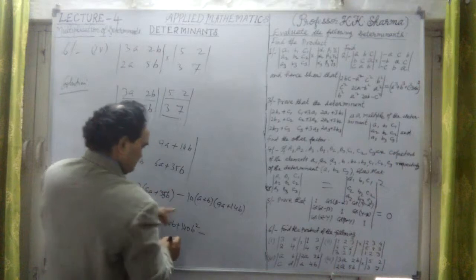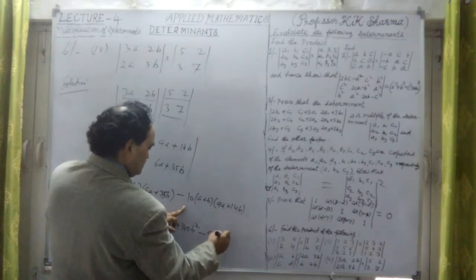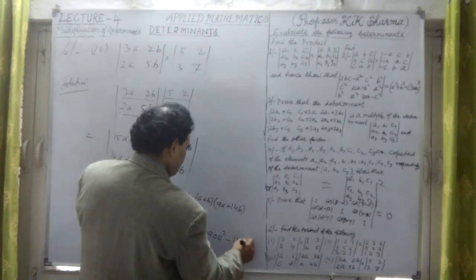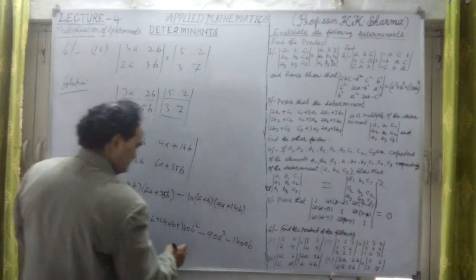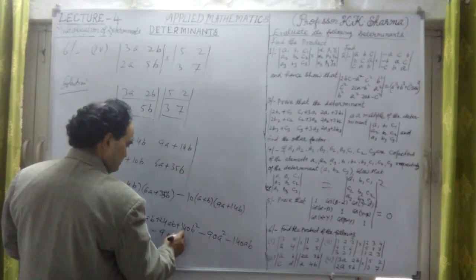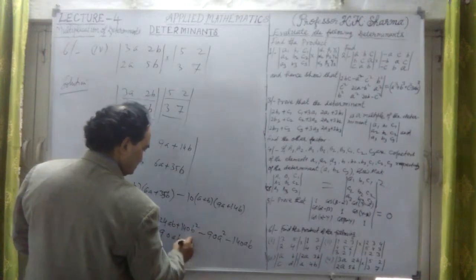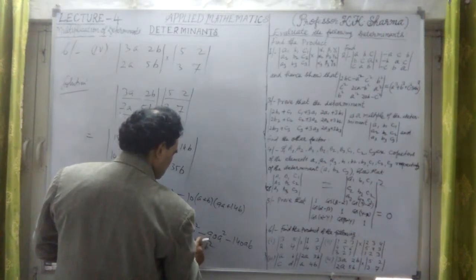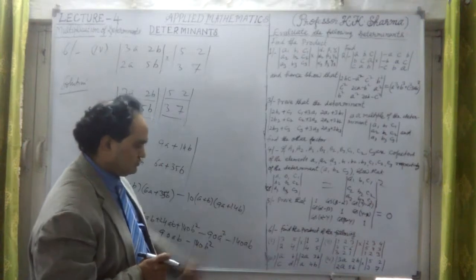Okay. Minus sign: 10a into 9a, 90a squared. 10a into 14b is 140ab. Then b into 9a is 90ab. And minus sign, 10b into 14b, 140b squared.